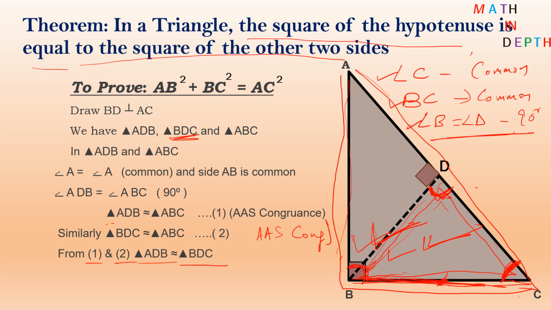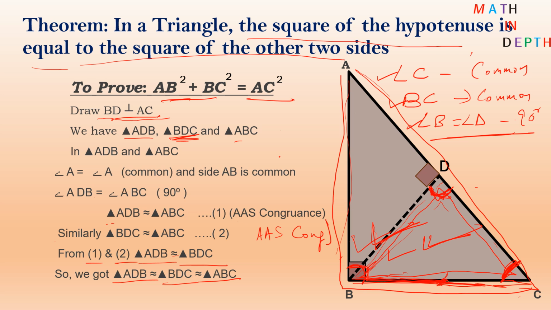Fine. So till now, what were we supposed to prove? We were supposed to prove here AB square plus BC square is equal to AC square. And what have we done till now? We have taken the three triangles after drawing a perpendicular line BD on AC, and we have proved that all three triangles are similar to each other.